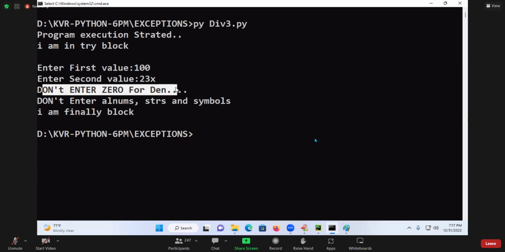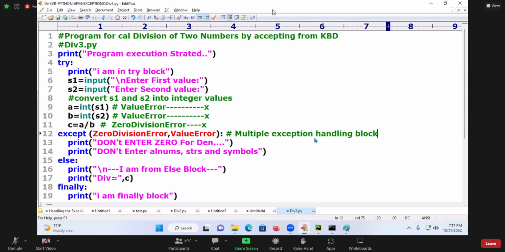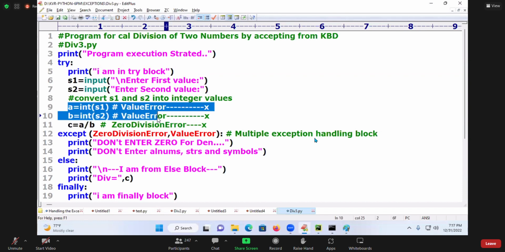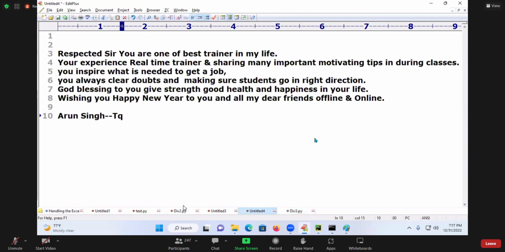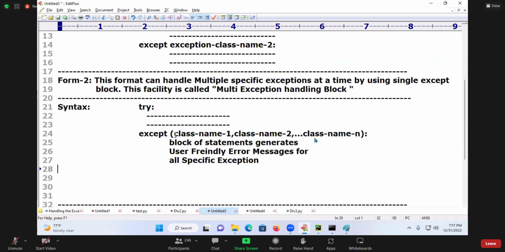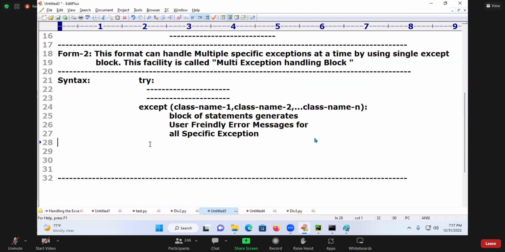See, don't enter 0 for the denominator and don't enter alphanumerics in this one. Actually, this is understanding this message. And plus, this message also provides awareness to the end user so that he will not make the same mistake the next time. So I am reducing the fault tolerance rate for the end user.